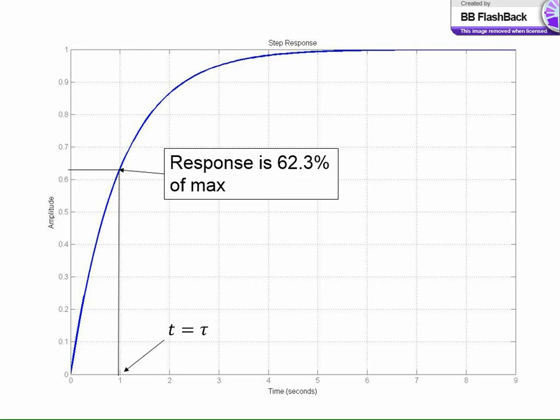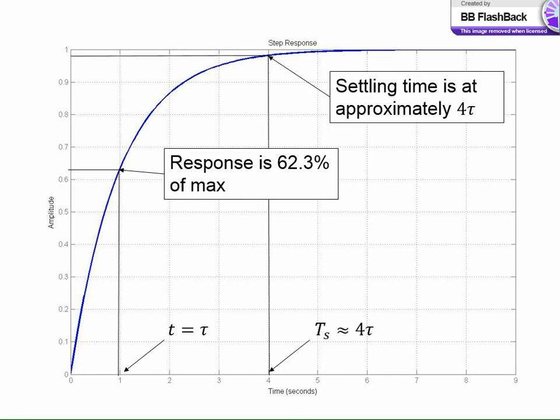So this is really nice about a first order system. When our t is equal to our time constant tau, which in this case is 1, our response is 63.2% of our max response, always, period. Another nice thing about it is that our settling time is always 4 times our time constant.